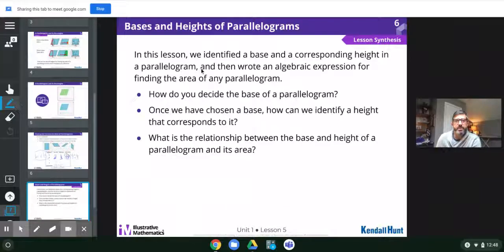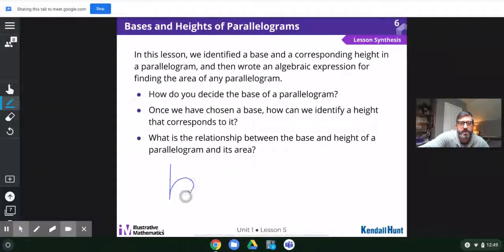All right, so in this lesson, we've identified a base and a corresponding height in a parallelogram, and then wrote an algebraic expression. Remember, we wrote that algebraic expression for finding the area of any parallelogram. And that expression is base times height.